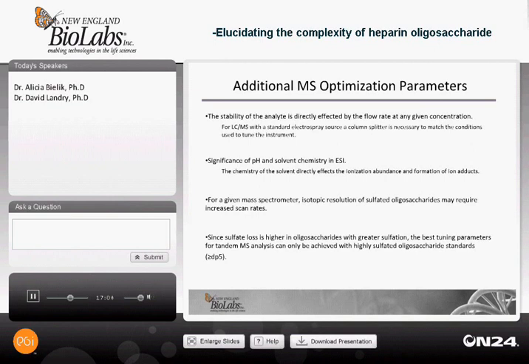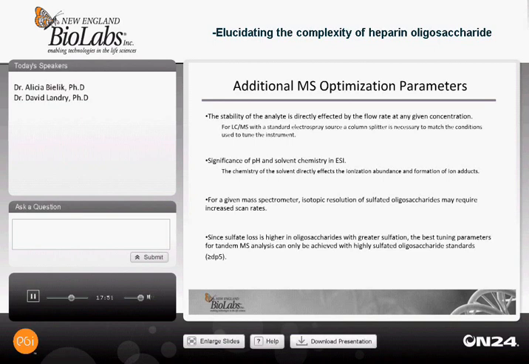Additional MS optimization parameters that should be noted is that the stability of the analyte is directly affected by the flow rate at any given concentration. So for LCMS with the standard electrospray source, a column splitter may be necessary to match the conditions used to tune the instrument. In addition, the significance of pH and solvent chemistry in ESI: the chemistry of the solvent directly affects the ionization abundance and the formation of ion adducts. If you spray your oligosaccharides in ammonium formate versus ammonium bicarbonate or ammonium acetate, you will see different adduction in different abundances. In addition, for a given mass spectrometer, isotopic resolution of sulfated oligosaccharides may require increased scan rates.